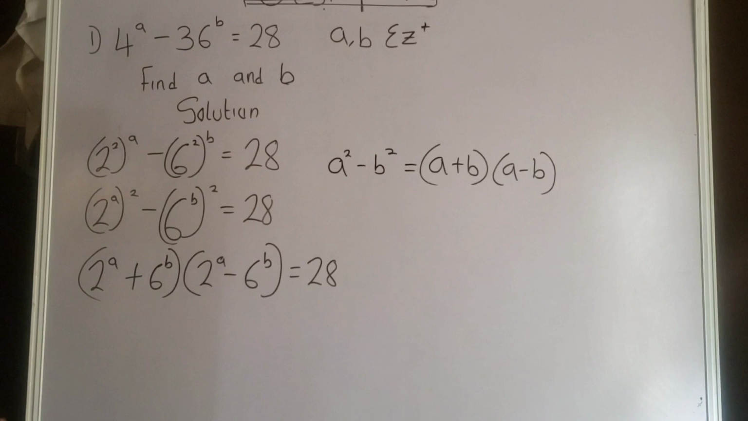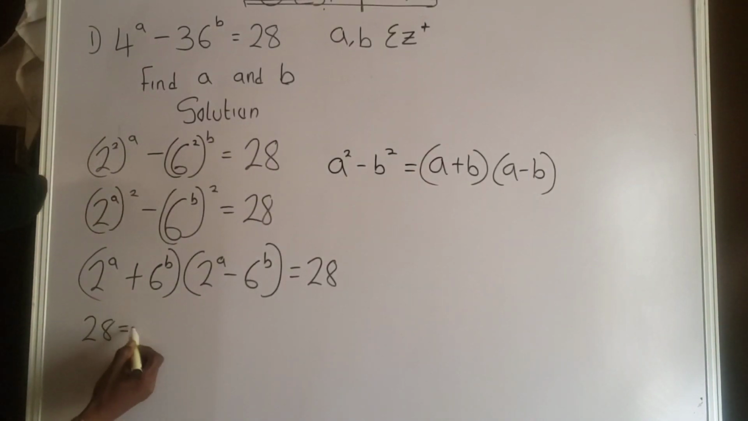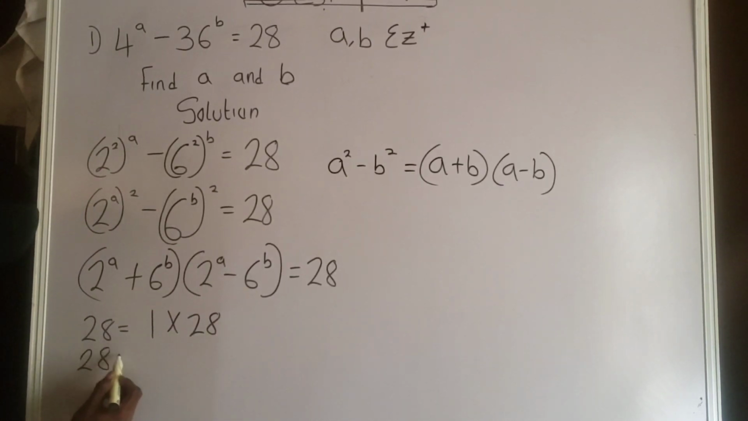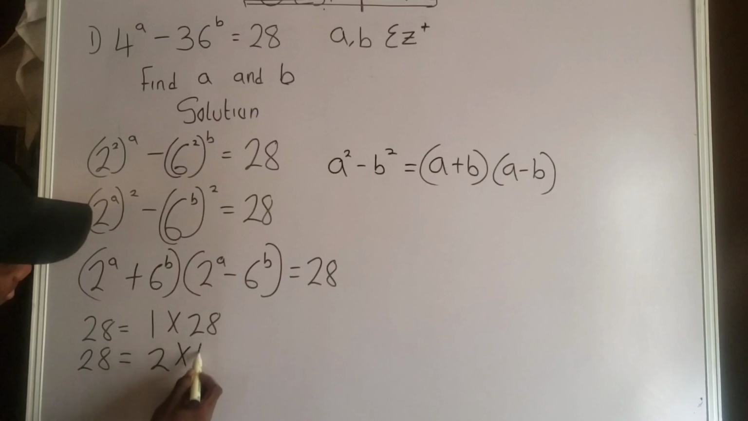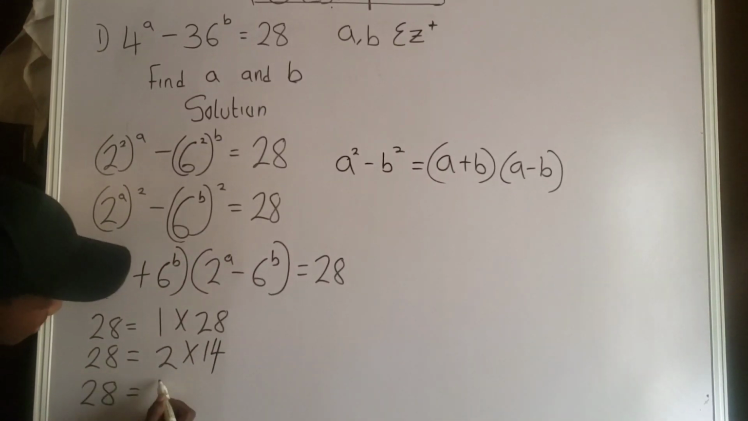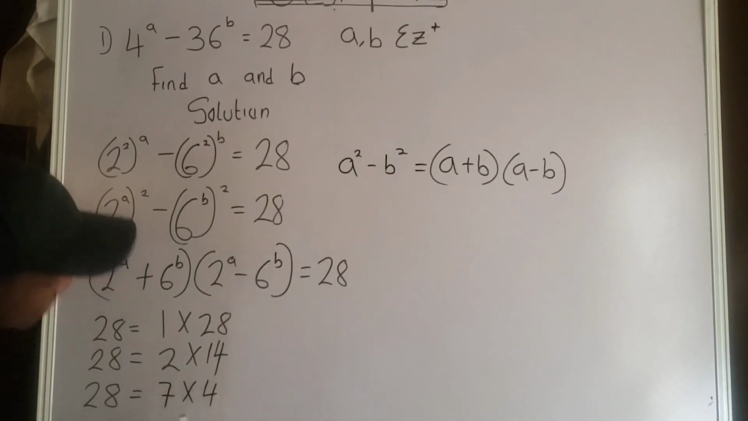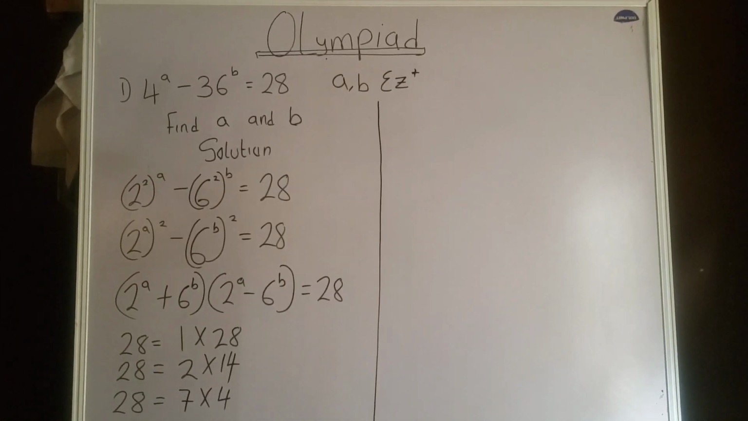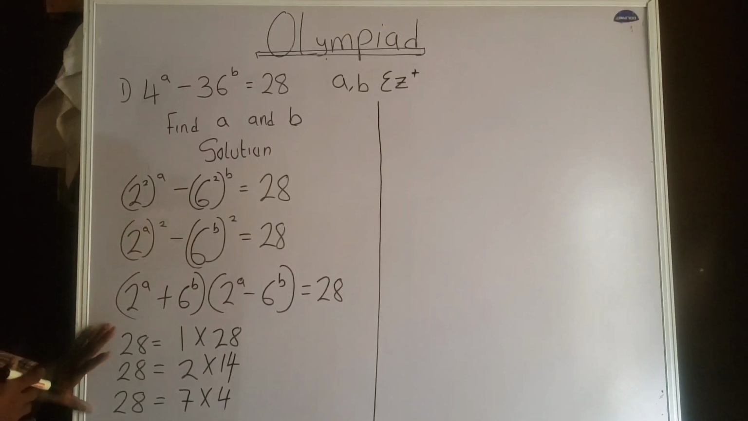Now I want to pay attention in this place. Don't forget that 28 can be written as 1 multiplied by 28, 2 multiplied by 14, and 7 multiplied by 4. Okay, now we have three expressions of 28. Now, which of these expressions are we going to choose? I want you to note that the left hand side of this equation will tell us the expression of 28 that we are going to use.